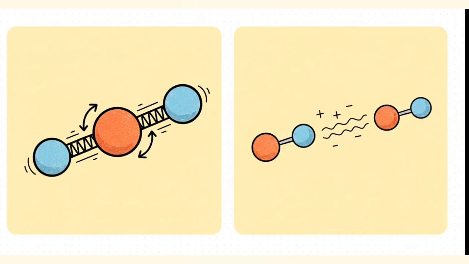You can basically think of this script as having two main parts. First, you've got the bonded interactions. These are kind of like the actor's internal rules, how its own arms and legs can bend and stretch. Then you've got the non-bonded interactions, which are more like the actor's social rules, how it interacts with other actors or props on the stage.